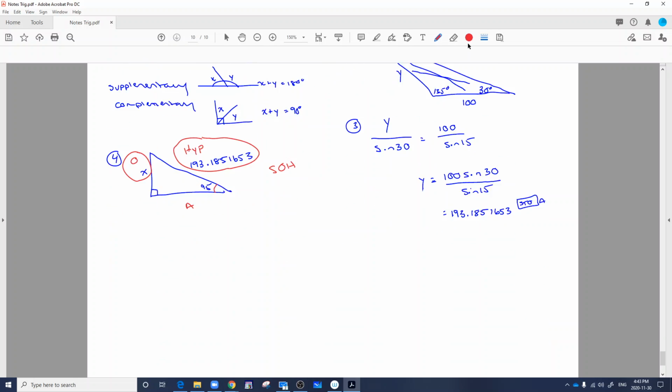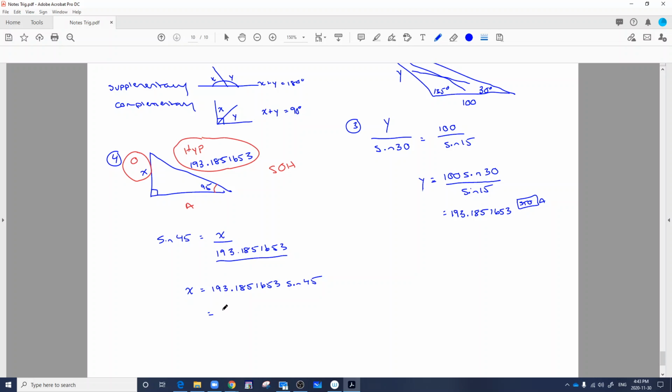So then we set up our trig ratio. We set it up as the sine of 45 is equal to the opposite, which is x, over the hypotenuse, which is 193.1851653. To solve for x, you're going to take this number here and multiply it. So you've got 193.1851653 times the sine of 45, and you hit equals. Now this is still in my calculator, so I'm just going to hit times, because then it's going to take that previous answer and multiply it by the sine of 45.